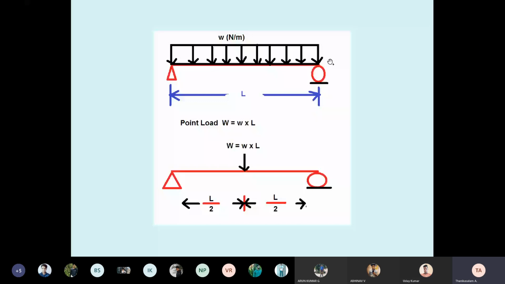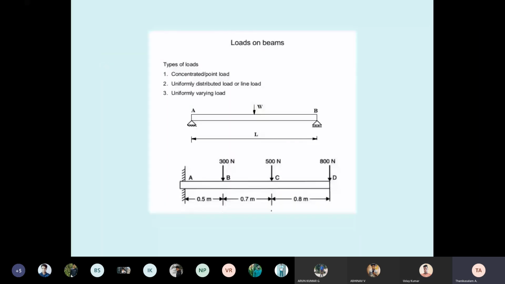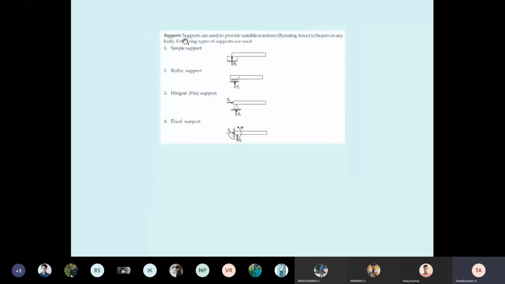So we are discussing the types of support. What are the different types of support? Simply support means just touching. For example, we are lifting a 50 kg rice packet and putting it under your head. That is called simple support. Whatever you are holding under your hand, not catching, just resting, is called simple support.